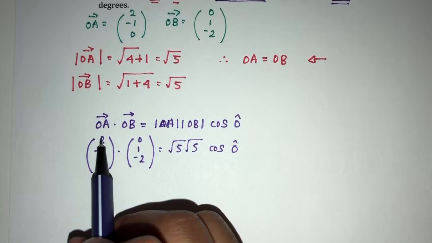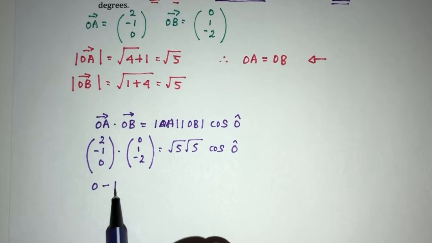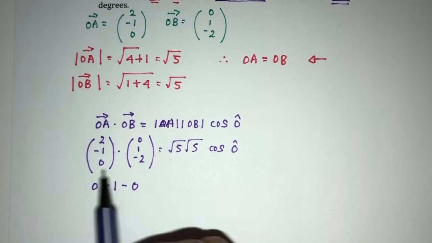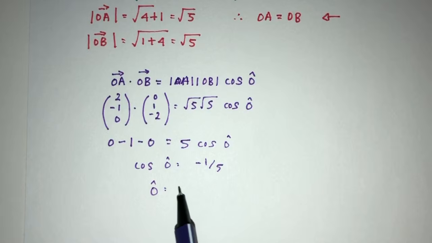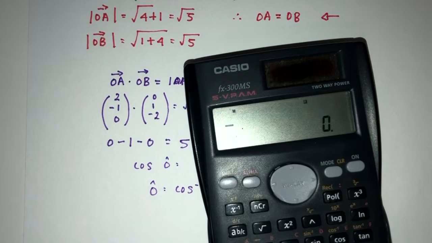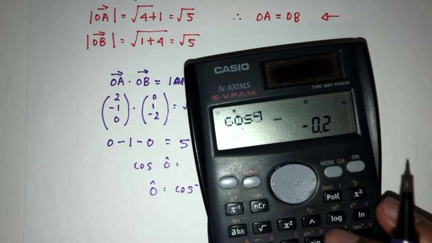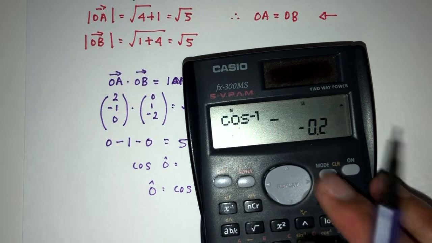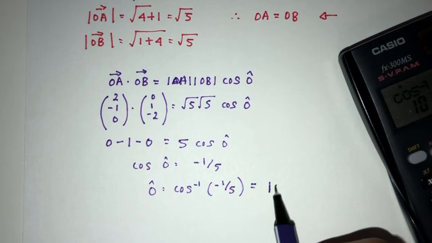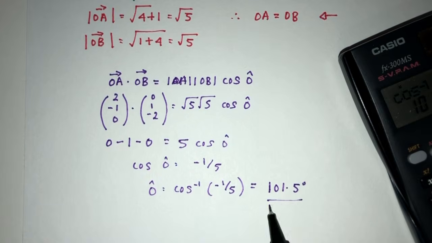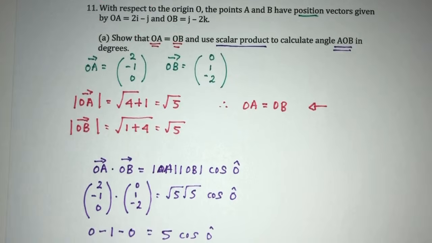This is scalar product, so 2 times 0 is 0. This will be minus 1, and that will be 0. That will be 5 cos of the angle. So cos of the angle will be minus 1 over 5. So the angle will be cos inverse of minus 1 over 5. Here we have to provide the answer in degrees. That will be 101.5 as your answer for part 1 of question 11.